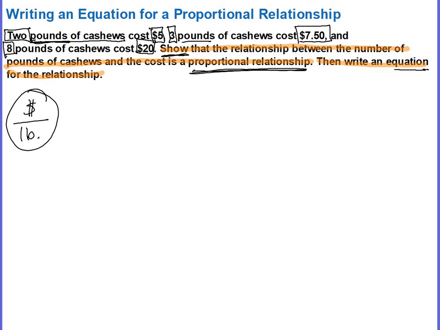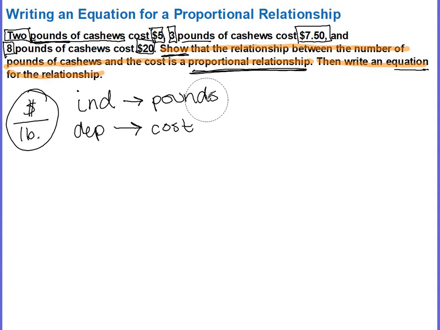All right. The other thing is we talked about independent and dependent variables. So our independent variable here would be the pounds. You can choose however many pounds of cashews you'd like to. There's nothing that determines how much we have to get. And in this case, the dependent variable is the cost. The cost does depend on how much we purchase or how many pounds we purchase.